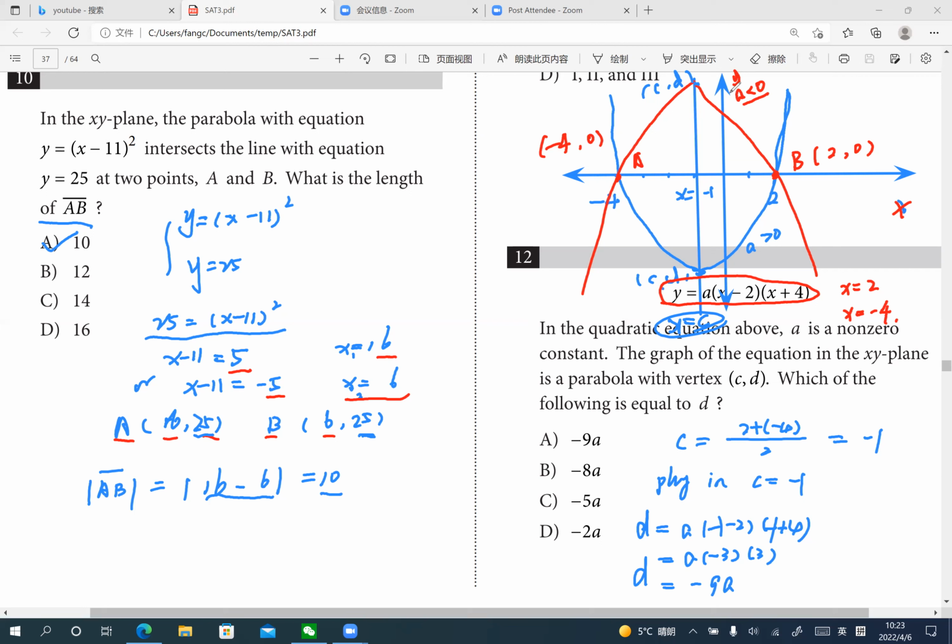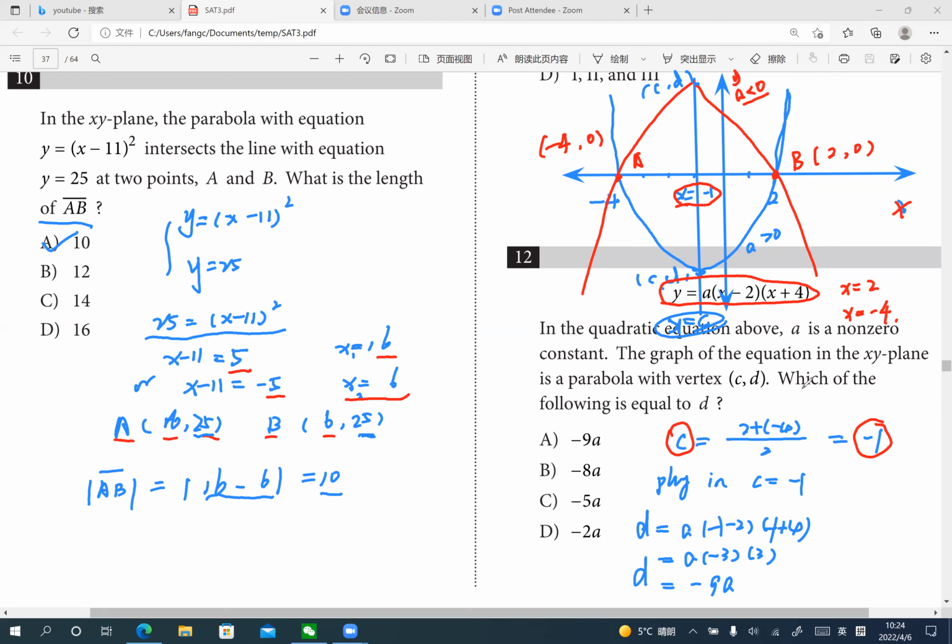From the graph, we can tell x equals -1 is the midline of the two intercepts. How do we find the value x equals -1? We should use the midpoint formula: C equals (2 plus -4) divided by 2. We get the midline is x equals -1.